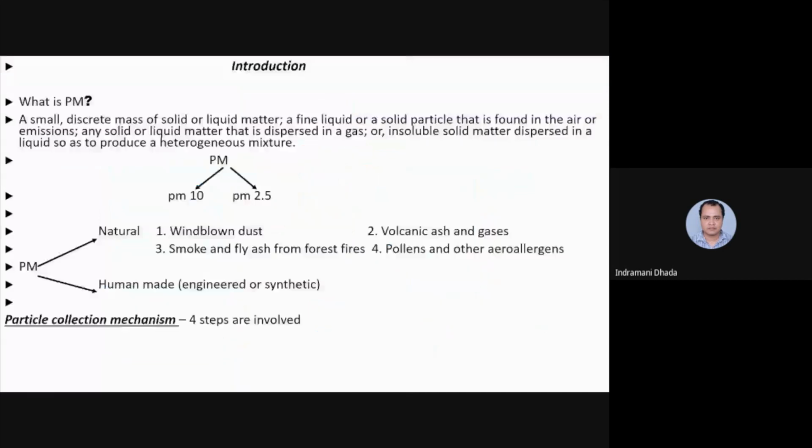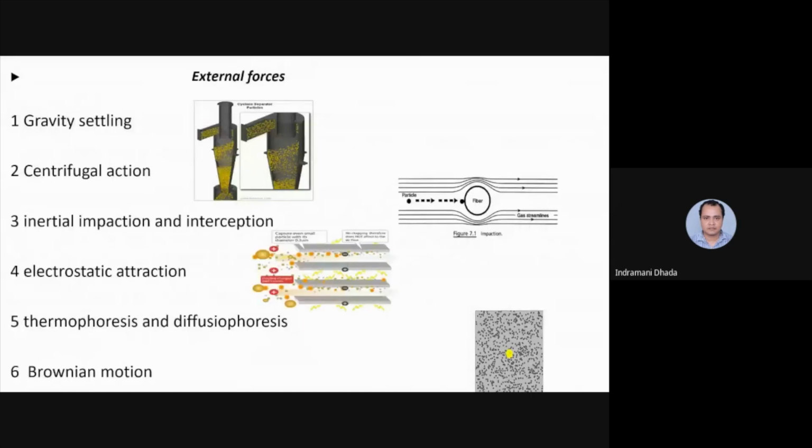Okay, now coming to PM, what we have discussed earlier, PM10, PM2.5, and these are wind-blown dust or volcanic ash or smoke or pollens. This may be natural or human made. And the particles can be removed by various mechanisms like gravity settling, centrifugal action, or inertial impaction.